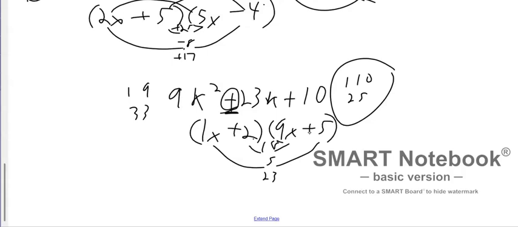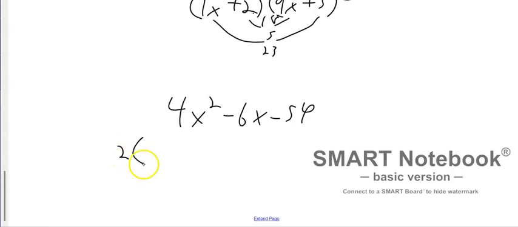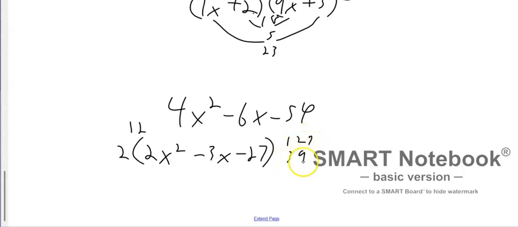And now let's try one more with a little bit of everything. 4x squared minus 6x minus 54. But I noticed that these are all even numbers. 4 doesn't go into 6, but 2 does. So I'm going to make it a little bit easier on myself and divide everything by 2. 27 has fewer factor pairs than 54. Here, it's only 1 and 2 instead of 1 and 4 and 2 and 2. So I've made my life simpler by taking out that 2.